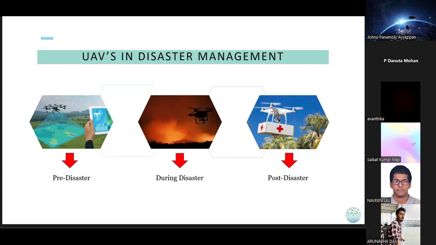Suppose there is an earthquake. Earthquake is such a kind of geophysical disaster that there is no early warning system. And the only available early warning for earthquake is about 7 seconds prior. Nothing can be done within the 7 seconds. So if somebody is trapped, or something is trapped under rubble, we can detect it through thermal sensors, and that can be deployed using the drones. So these are the applications of UAVs in disaster management.